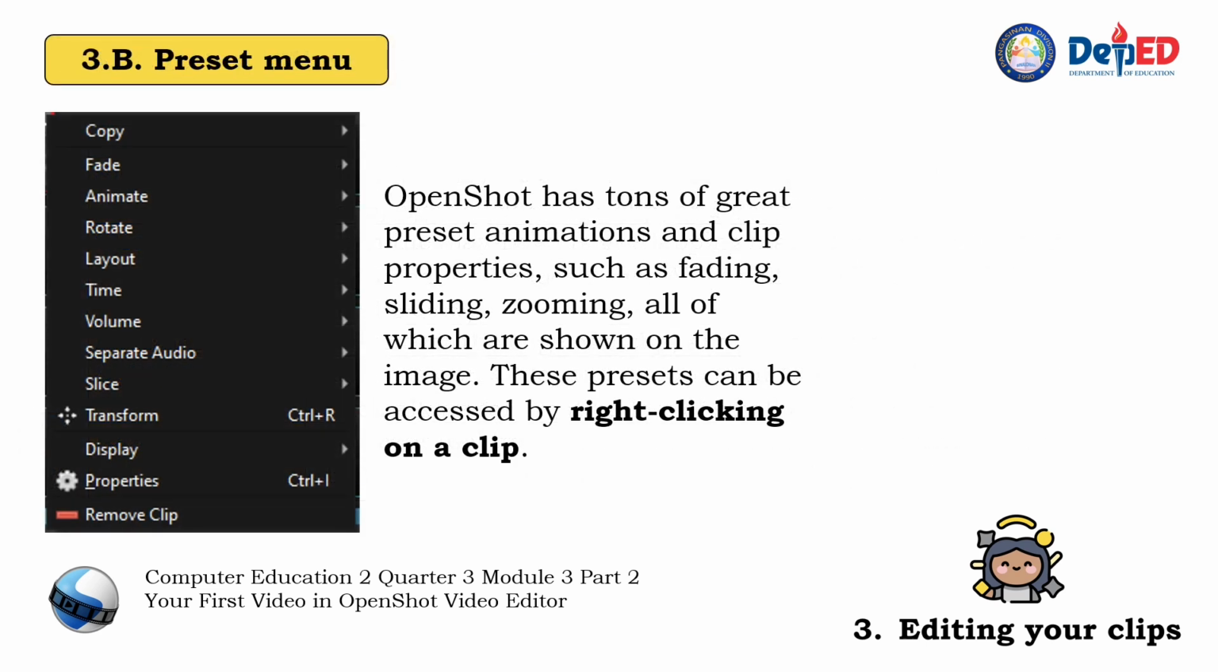Preset Menu. OpenShot has tons of great preset animations and clip properties such as fading, sliding, zooming, all of which are shown on the image. These presets can be accessed by right-clicking on a clip.